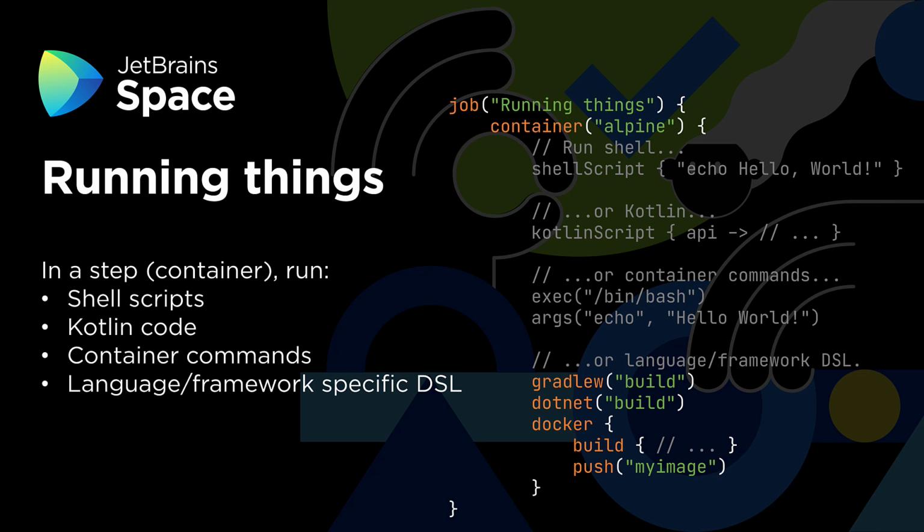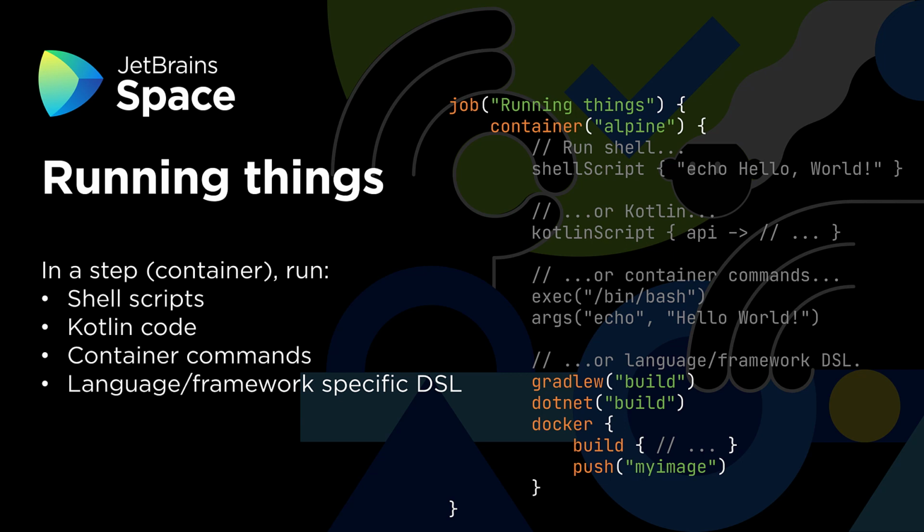Lastly, there's also a number of language and framework specific DSLs that you can use. So for example, if you're building Gradle, you can make use of Gradle W and pass it the parameters using a shorthand syntax for a lot of scripts that you would have to write otherwise. Same thing with .NET. You can run a .NET build by making use of the .NET command and then pass it some parameters that you want to instrument your build with.